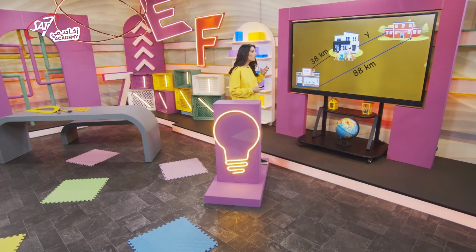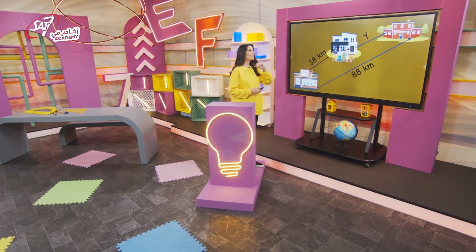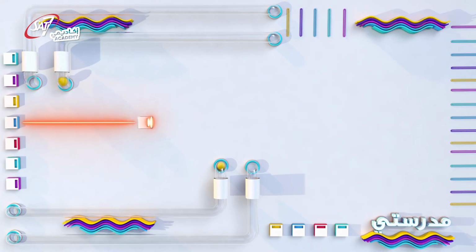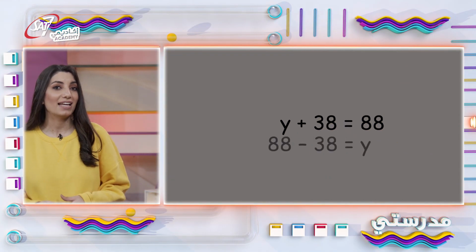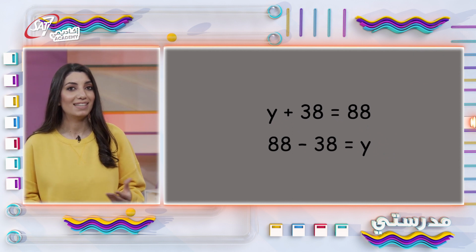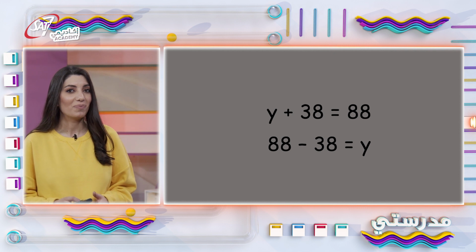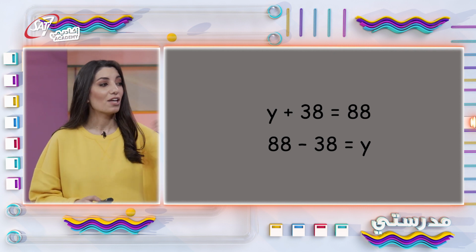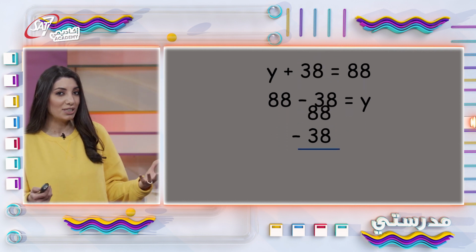If we remove the 38 kilometers from the 88, the remaining would be the Y, the distance between my house and the school. Y plus 38 equals 88. Let's subtract. We begin with the biggest number. 88 minus 38 is Y. What's 88 minus 38?